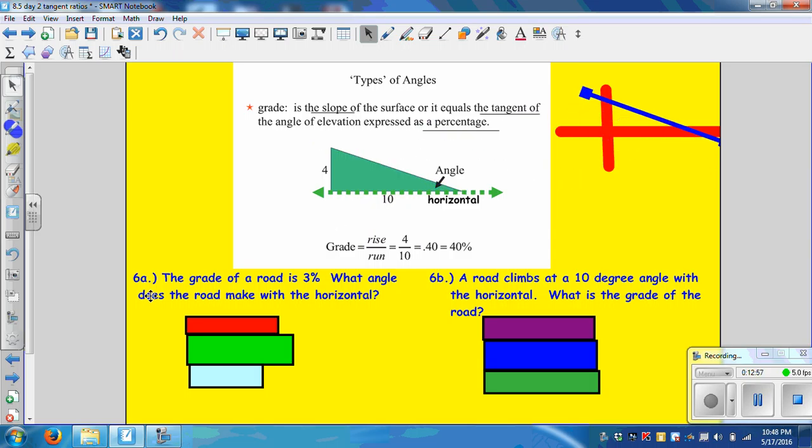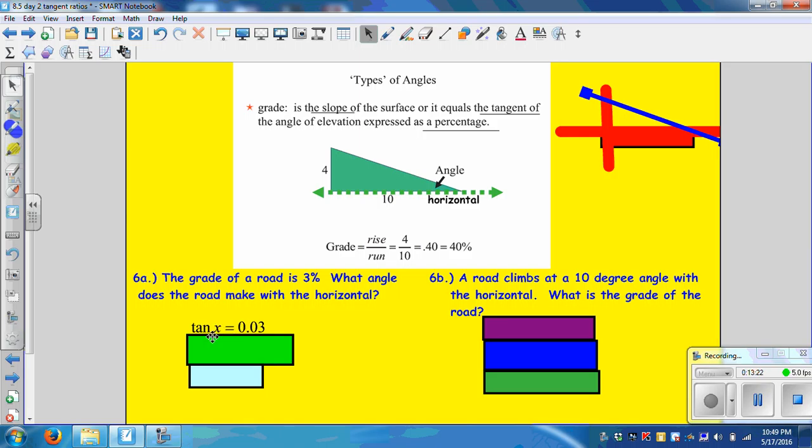So if I look at 6a here, the grade of a road is 3%. In other words, the tangent ratio is 3% or the slope is 3%. What angle does the road make with the horizontal? So what this is saying is that the tangent of some unknown angle is 0.03. That's the rise over run. So another word for grade is tangent.